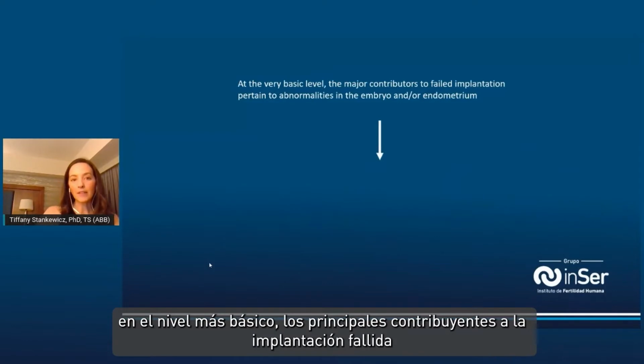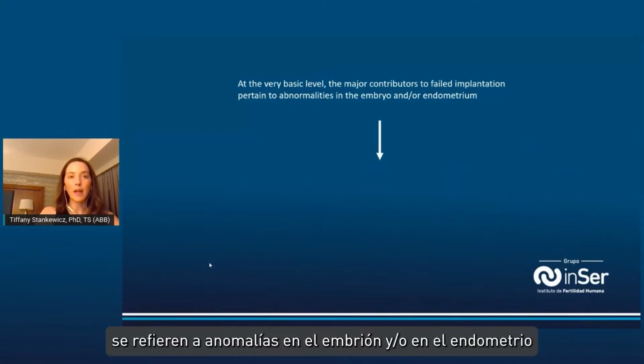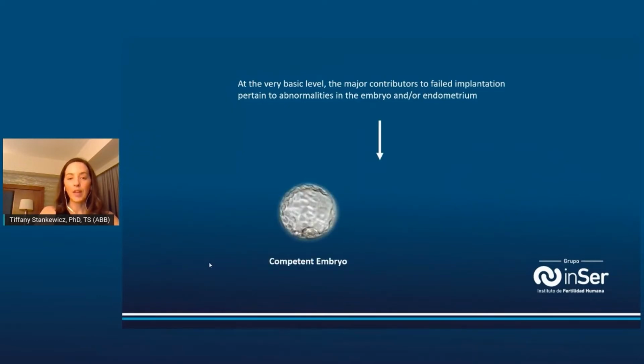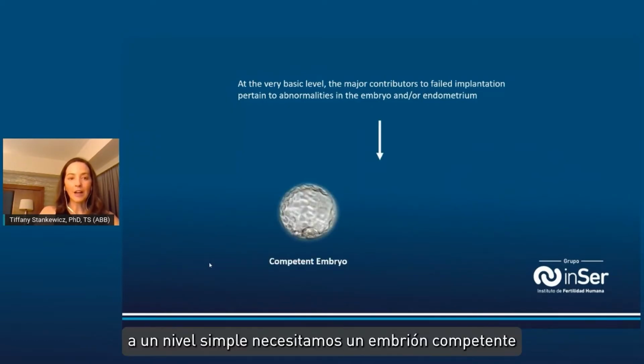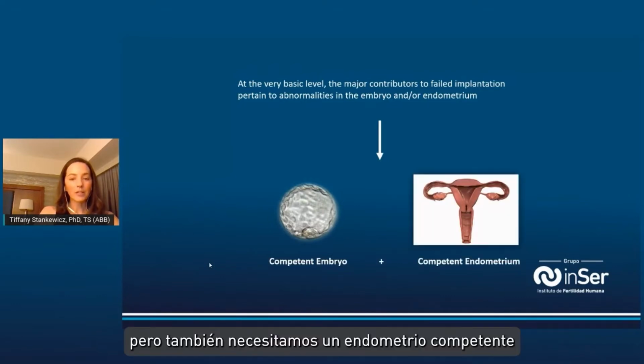At the very basic level, the major contributors to failed implantation pertain to abnormalities in either the embryo and/or the endometrium. At the very simplest level, we need a competent embryo, but we also need a competent endometrium.